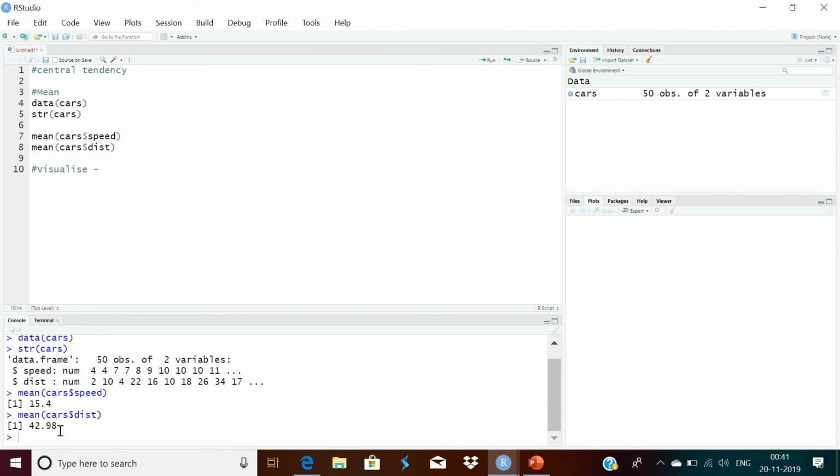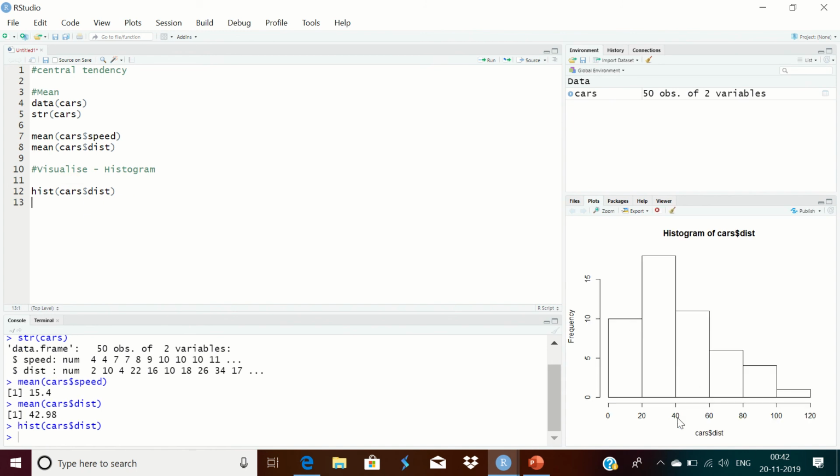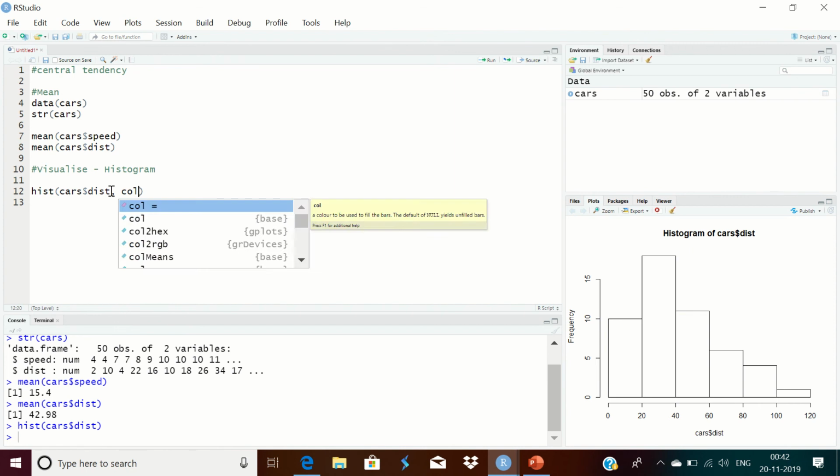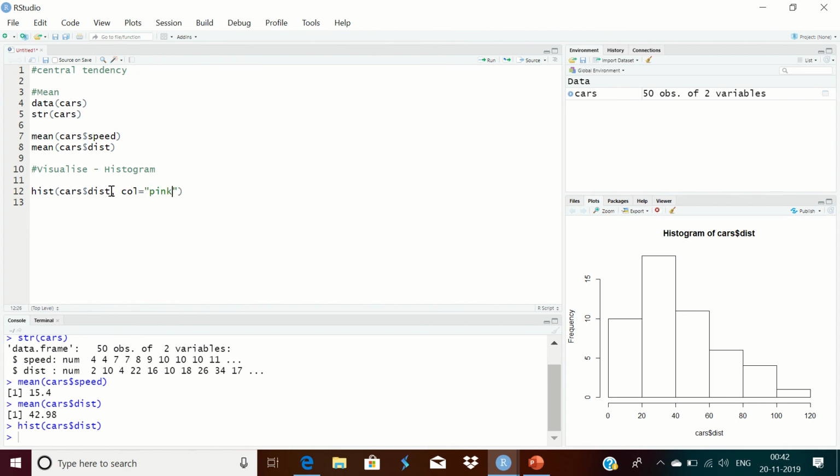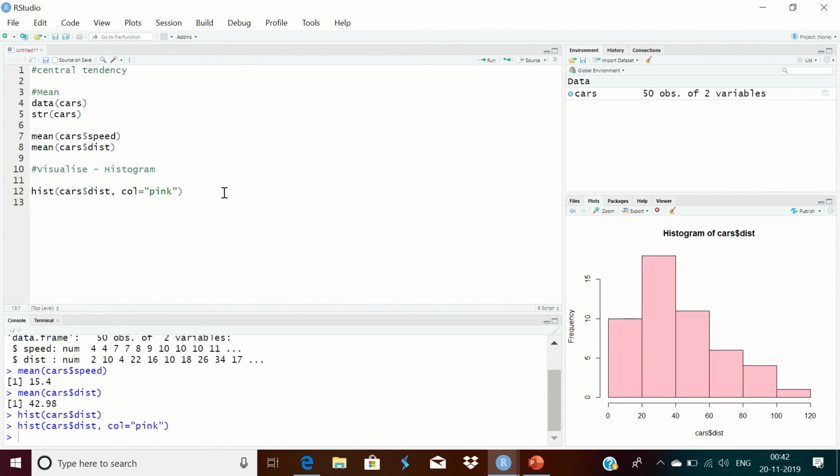We shall visualize using a histogram. The function for creating a histogram is nothing but hist, H-I-S-T, and cars, and I'm going to be taking distance. So here we have our histogram ready. I want to give it some color, so I say col equal to, I want pink. Yes, I have my pink histogram here for looking at the distribution of the distance in this data set.